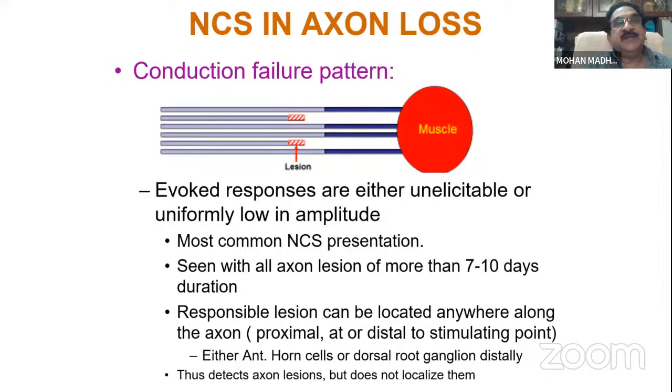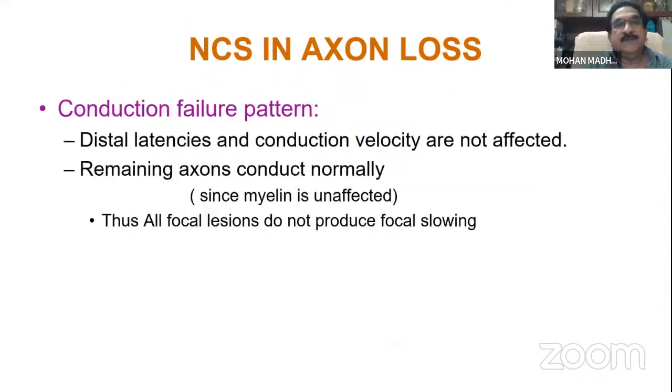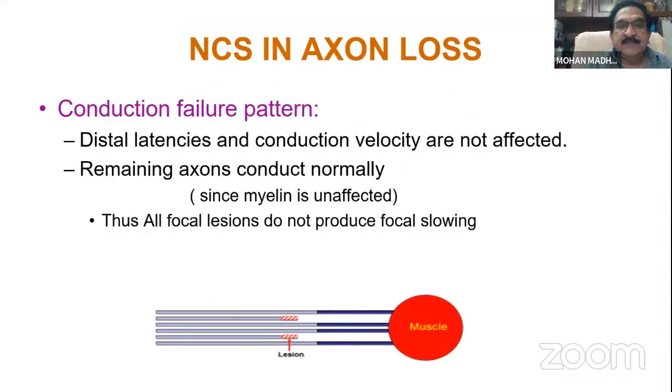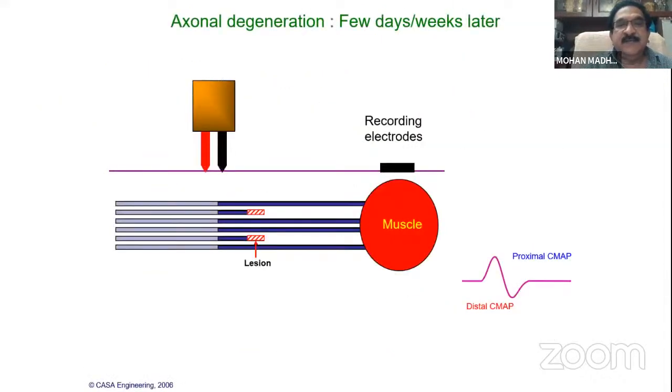Wherever it is, you get a low amplitude, unlike demyelination, where you can pinpoint the site of the block, the site of demyelination, by stimulating proximal and distal to the site of block. So wherever it is, you are going to get a low amplitude. Now the pattern you can see here is that if you stimulate here, you get a low amplitude. Proximally also you get a low amplitude, wherever you stimulate.